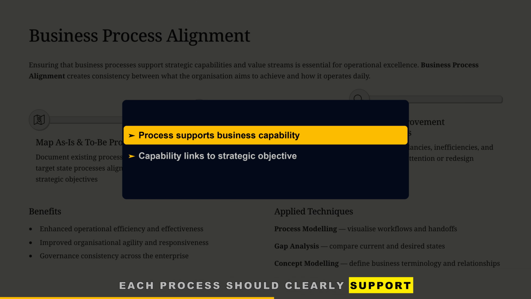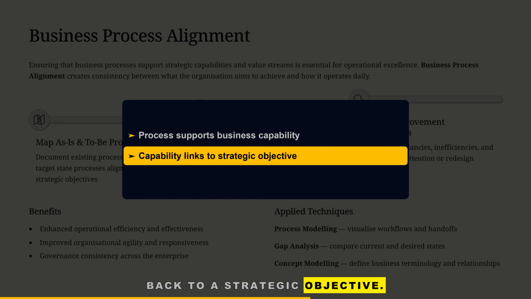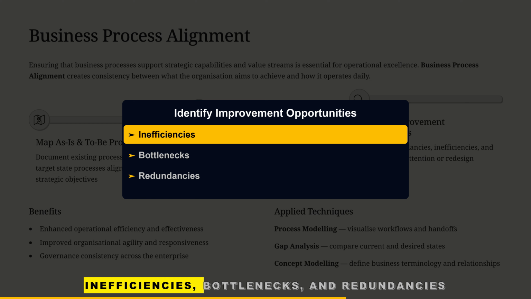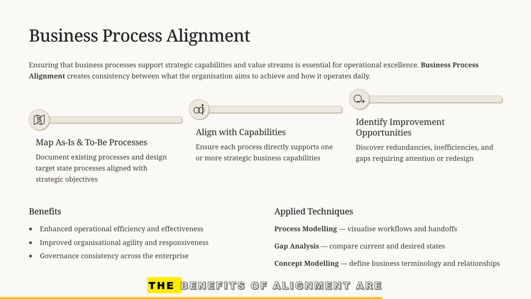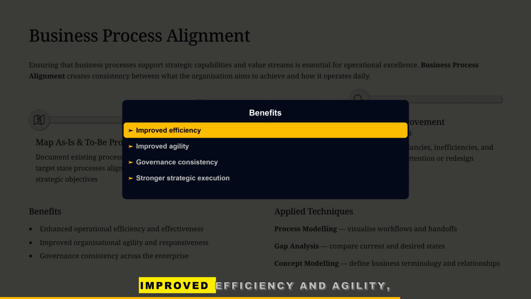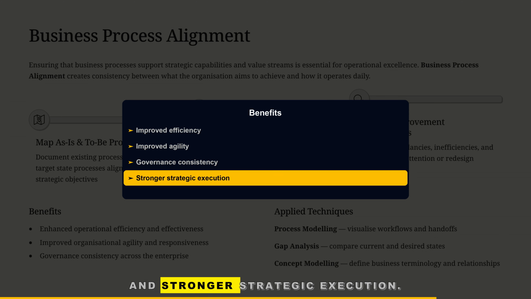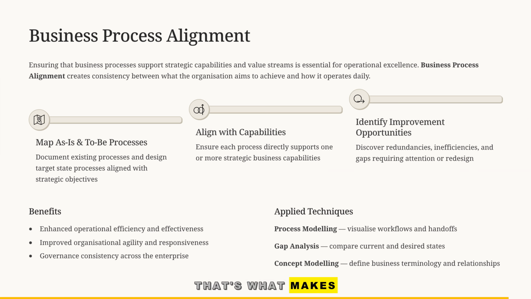Each process should clearly support a business capability, and that capability should link back to a strategic objective. Finally, identify improvement opportunities: inefficiencies, bottlenecks, and redundancies that hold the business back. The benefits of alignment are significant: improved efficiency and agility, better governance consistency, and stronger strategic execution. This approach is not just about mapping workflows, it's about connecting every operational detail to strategic intent. That's what makes an analyst truly indispensable.